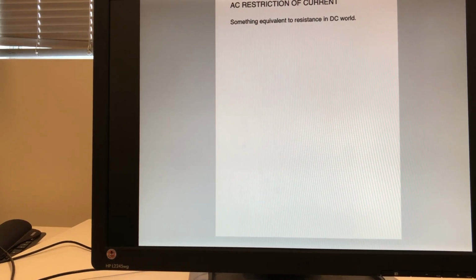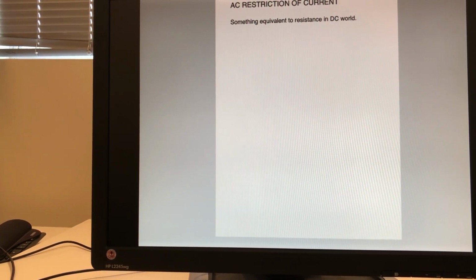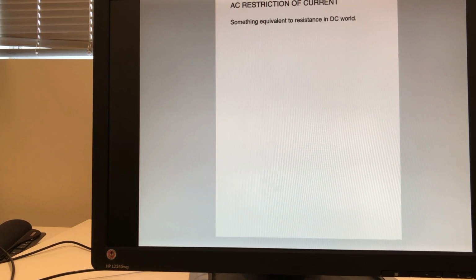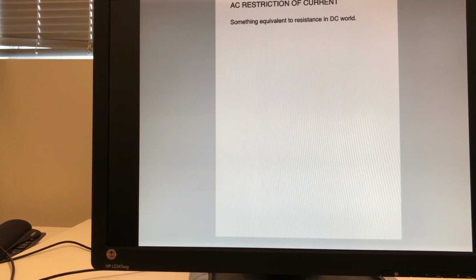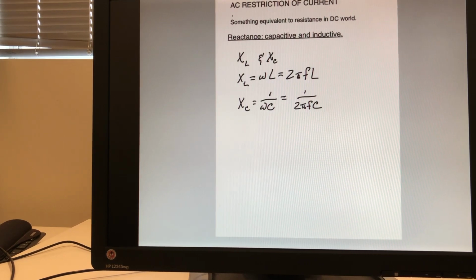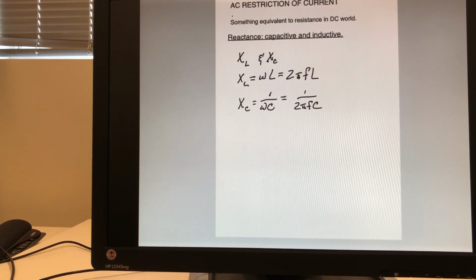And this will be for capacitive elements and inductive elements. We're looking for some quantities that are equivalent to resistance that we've been using when we had DC circuits only. Basically, what we are looking for is something like this, where we have a quantity called reactance. Now this is my definition of what reactance is.